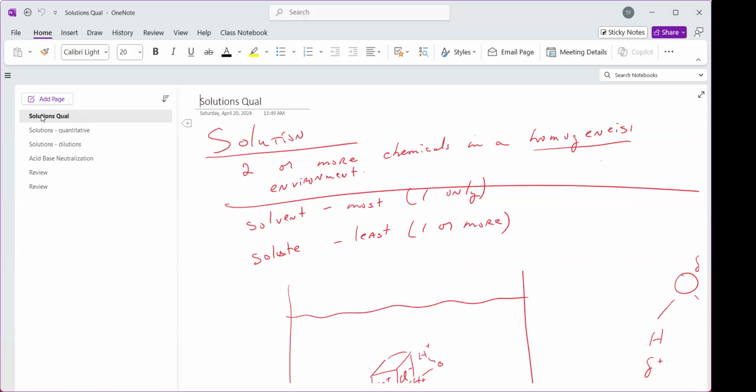Of those chemicals in that solution, there are two classes. One's called solvent, the other's solute. Solute is at least one or more, and solvent is the most, and there's only one of them. So, for example, let's look at the gases in this room. Most of the gas in this room is nitrogen. So nitrogen would be the solvent. Oxygen would be a solute. Carbon dioxide would be a solute. Carbon monoxide would be a solute.